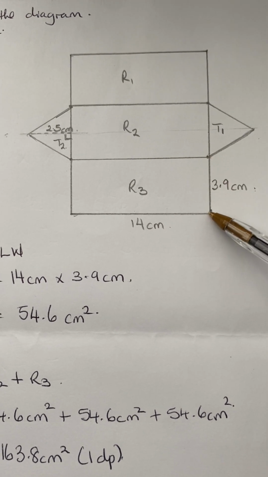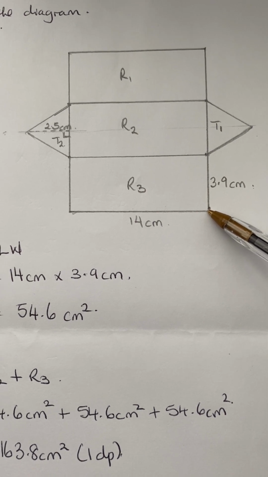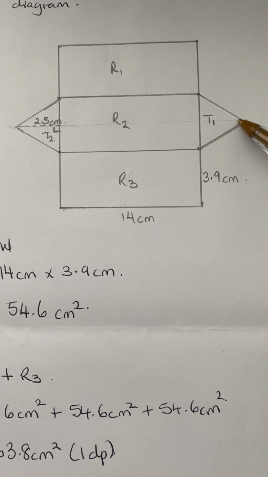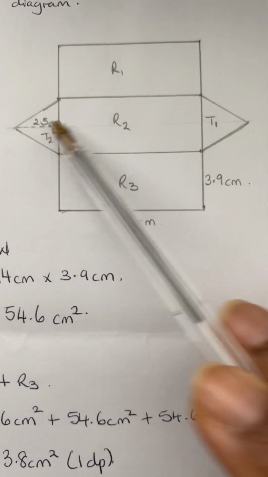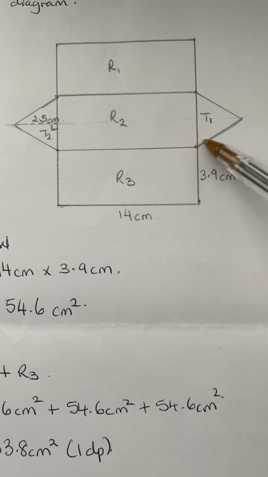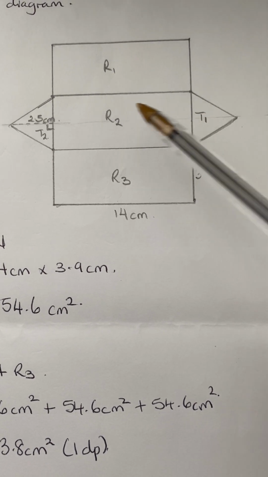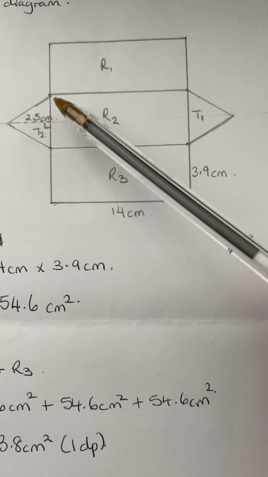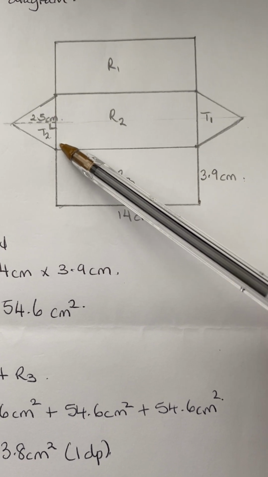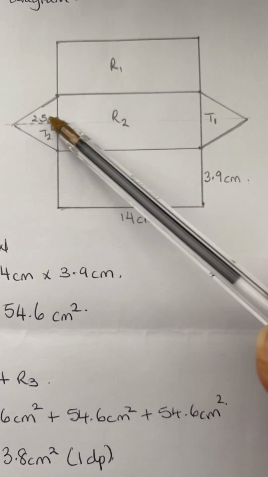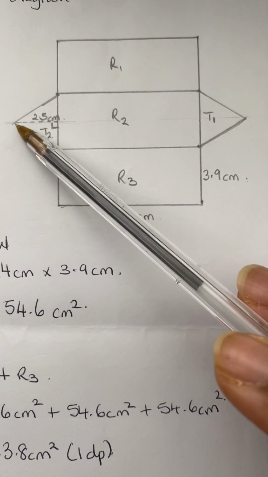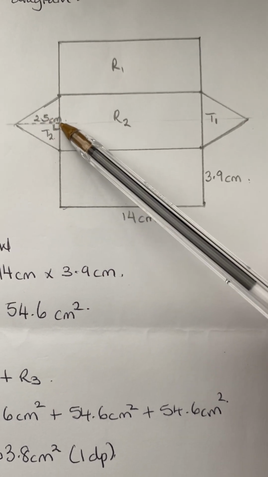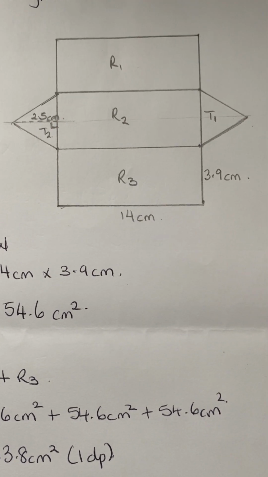Now the width is 3.9. Okay, and we've been told this here is 3.9, but that is the slanted height. Okay, we don't need that to find the area. This from here to here is 3.9. That'll be the base of the rectangle. The perpendicular height that we need to find the area of this rectangle is 2.5 centimeters, which we've been given.